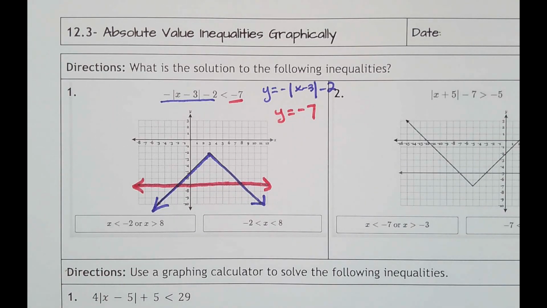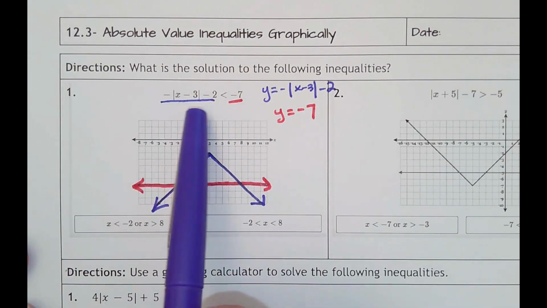Lesson 12.3, absolute value inequalities graphically. So these first two problems are actually going to be from a timed section, but I want to tell you how easy they are once you know what you're looking for. The directions just ask, what is the solution to the following inequalities?